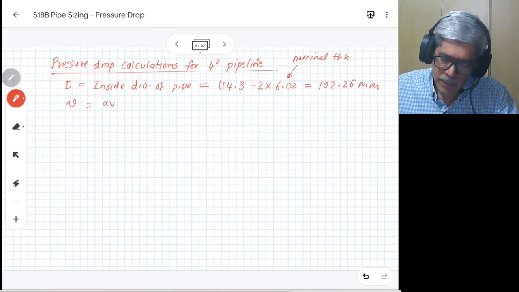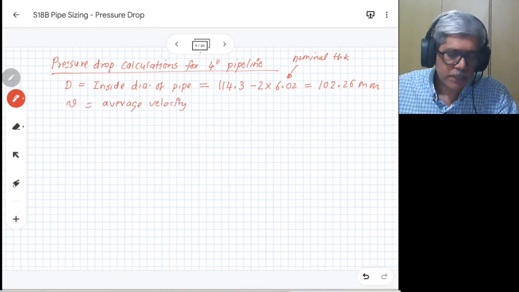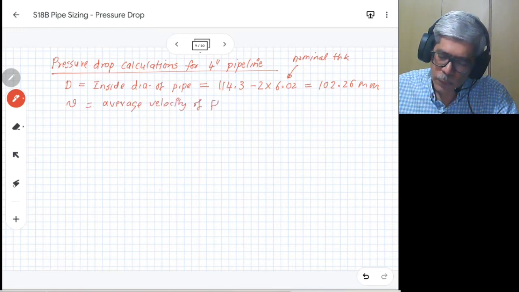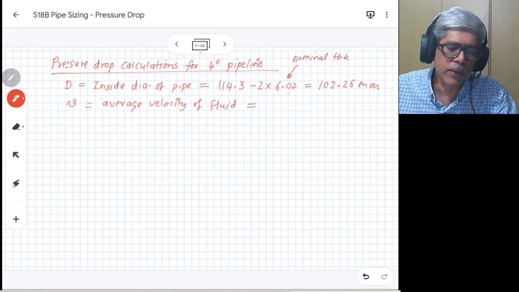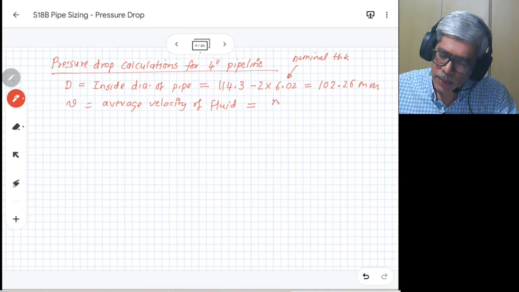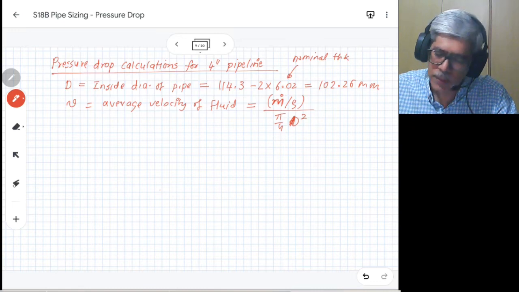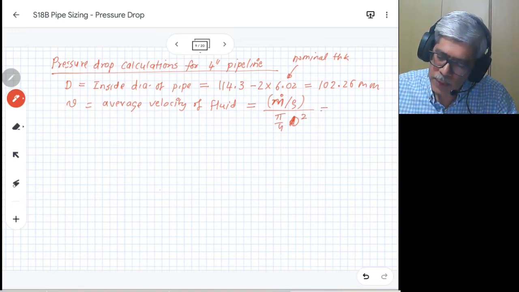V is the average velocity of fluid. So we have been given the mass flow rate, which we will convert into volumetric flow rate by dividing by density, and then dividing by the area will give us the velocity. So it is m dot, which is given, divided by rho will give volume flow rate, divided by pi by 4 d square will give us the average velocity.